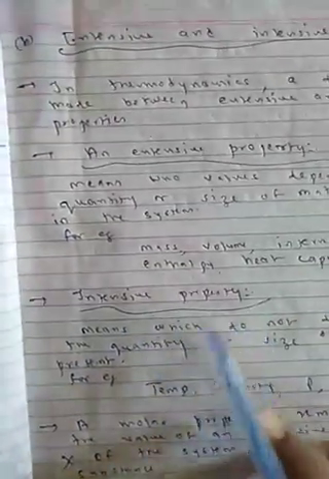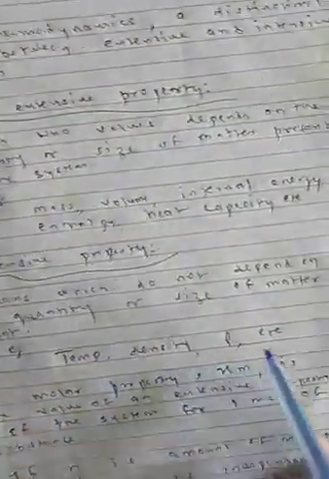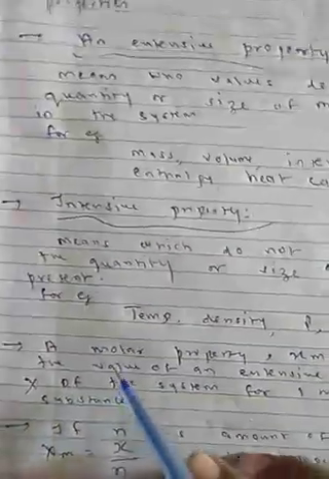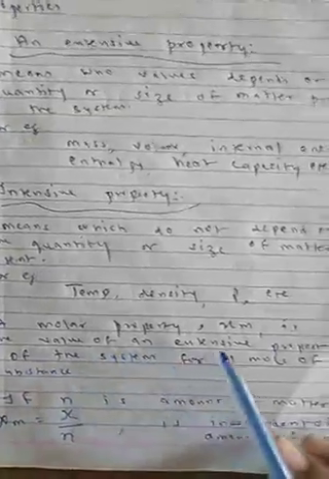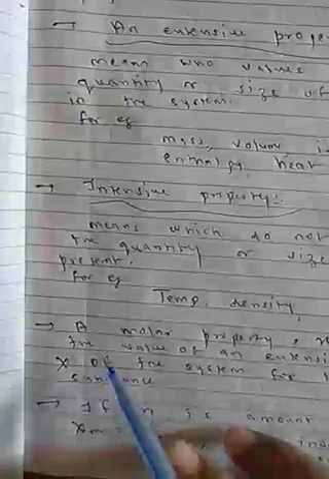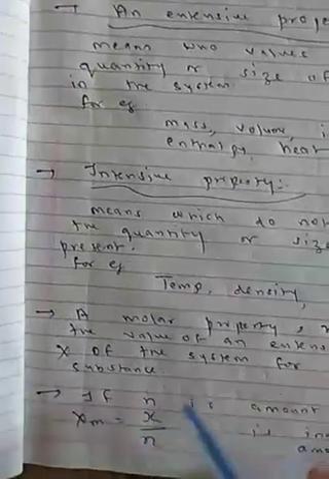Now what is an intensive property? It does not depend on the quantity or size of the matter. Examples are temperature, density, pressure, etc. Now I will explain more with these examples. A molar property, Xm, is the value of an extensive property X of the system for 1 mole of the substance. If n is the amount of matter, Xm is equal to X upon n, which is independent of the amount of matter.